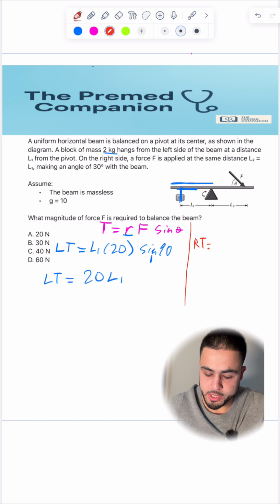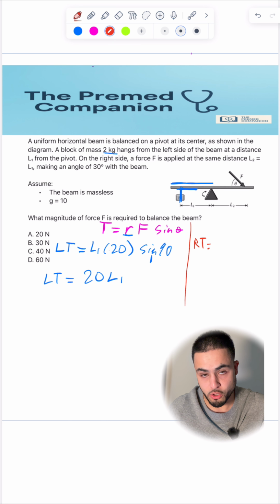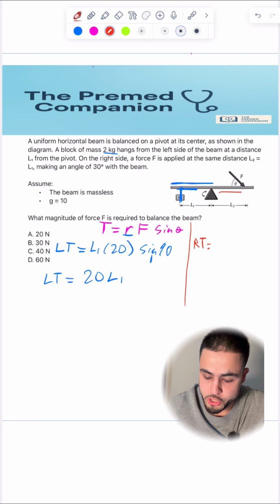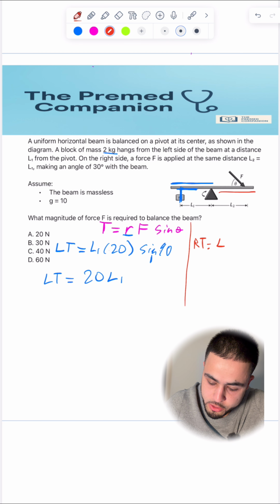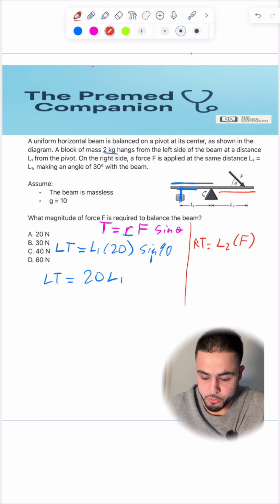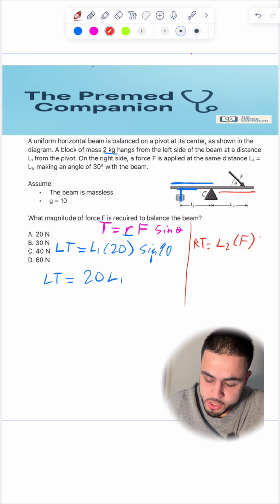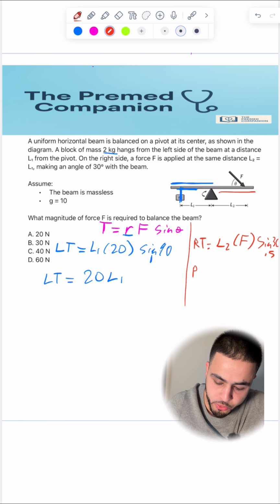So the right torque is going to equal R, of course. In this case, R for the right torque is going to be L2. So we have L2 times the force, which is unknown. We don't know what the force is; that's what we're trying to figure out. And then the angle is 30, so sine 30. Sine 30 equals 0.5. You should memorize this. So the right torque equals L2 times F times 0.5.